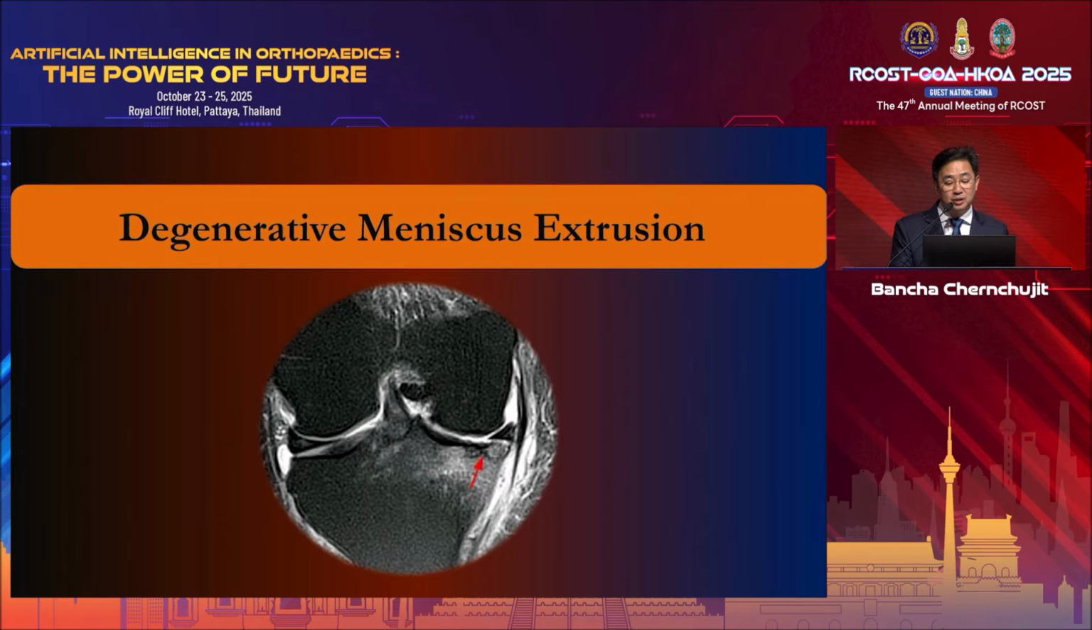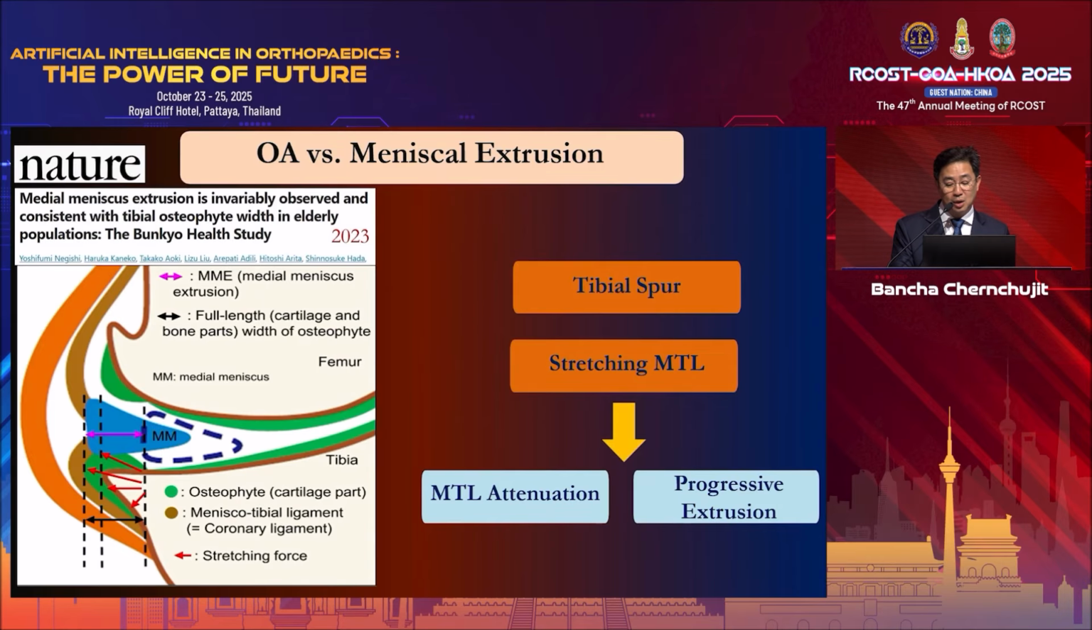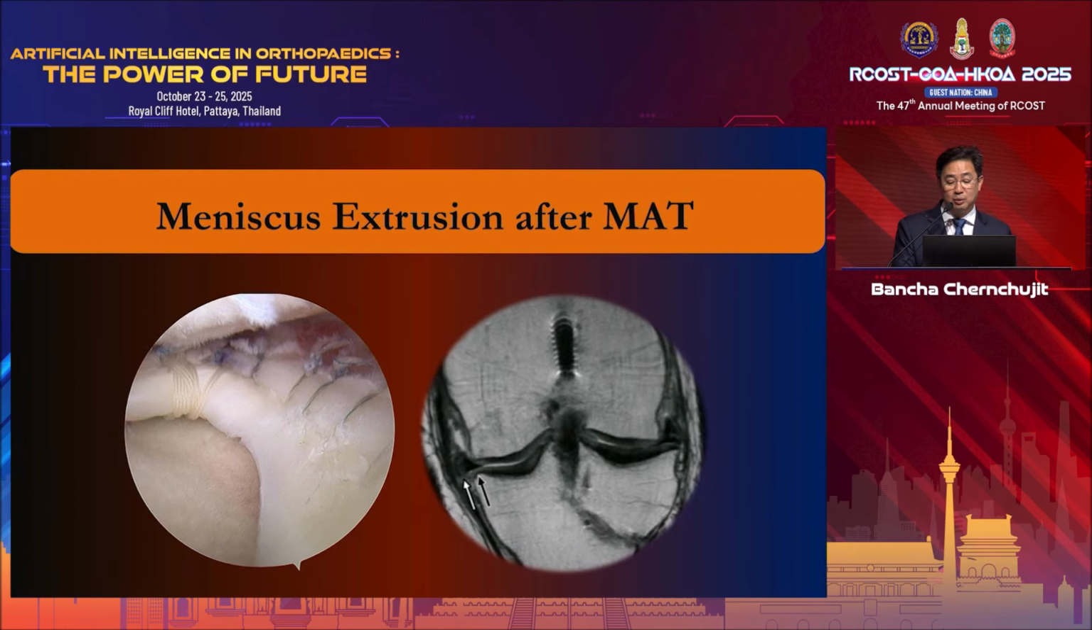Looking at degenerative meniscus extrusion, it is explained by a degenerative process or osteophyte on the medial side without a root tear. The osteophyte attenuates the meniscotibial ligament and causes progressive extrusion. This is a common situation in early OA patients without root tear or radial tear.